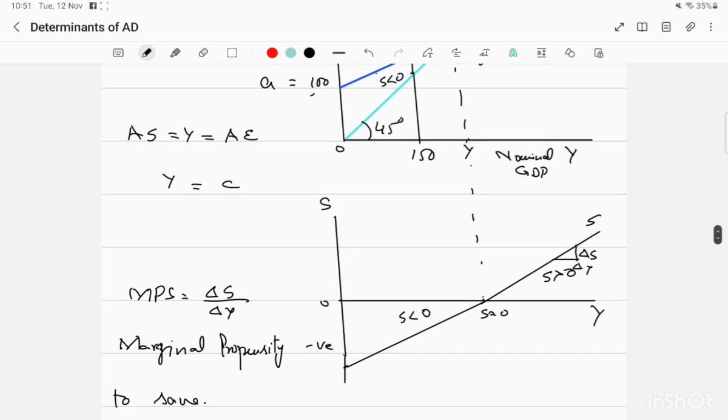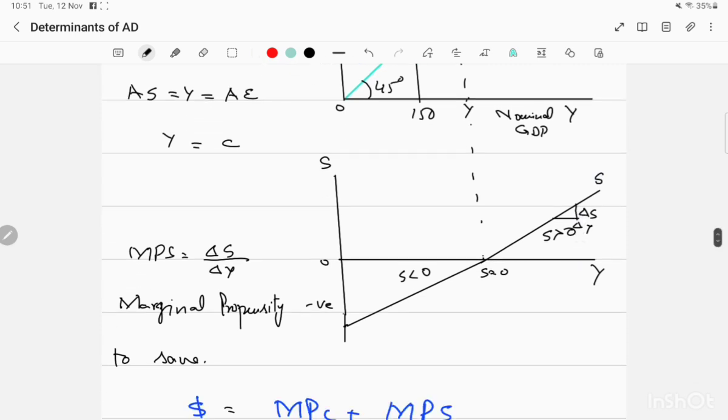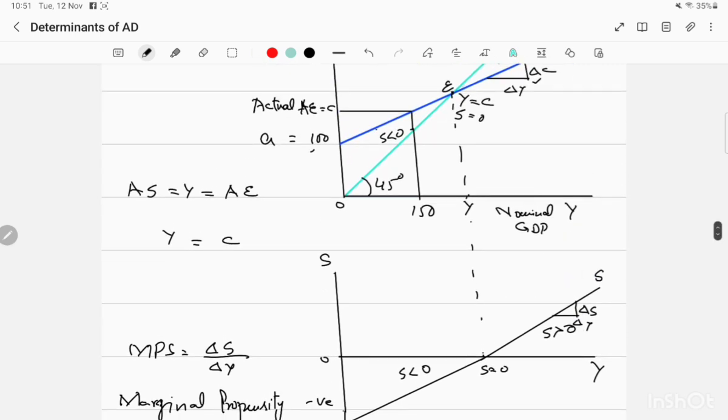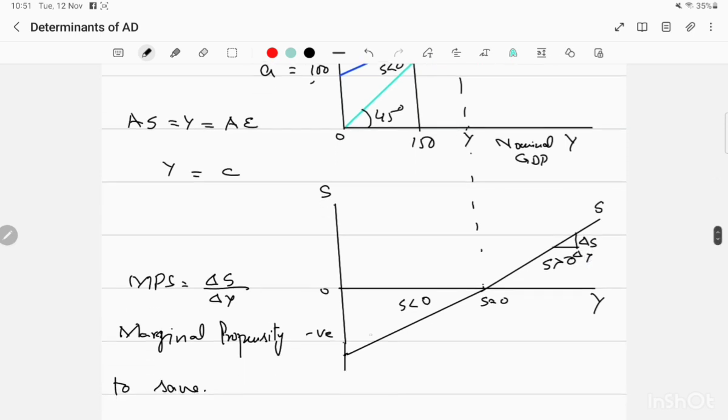So here we have the saving curve. Saving is zero when, as in the upper diagram, at equilibrium income and consumption are equal. Below this, saving is negative, and after this equilibrium, saving is positive. And the slope of this saving line is called MPS. What is MPS? This is the MPS, this is the slope.